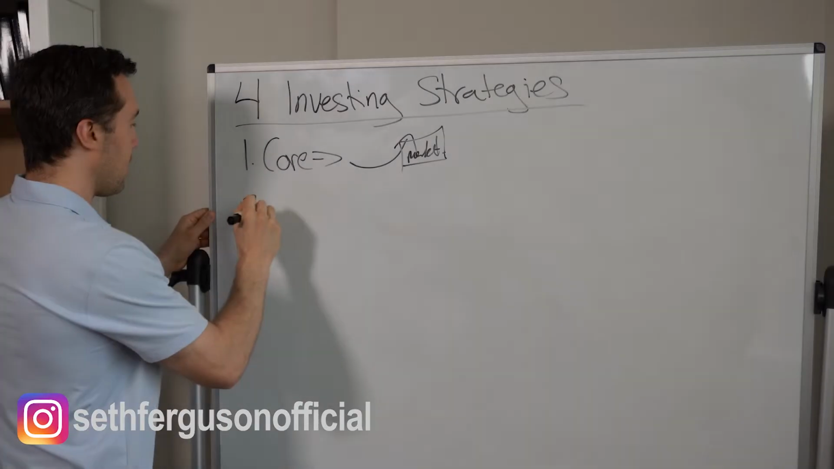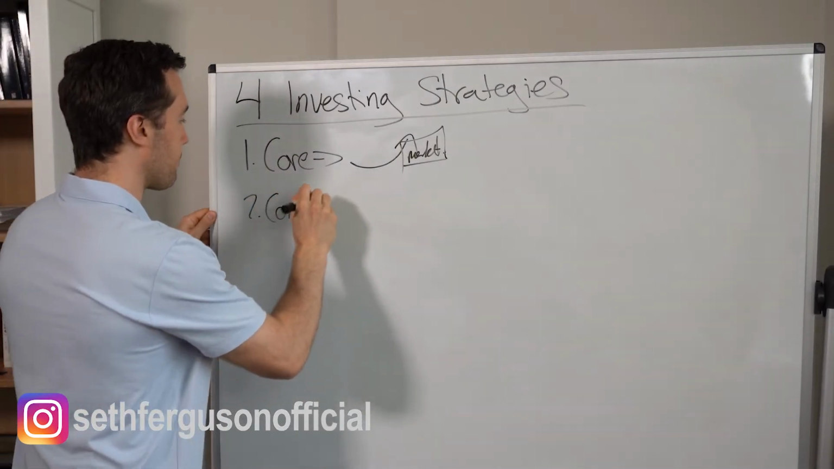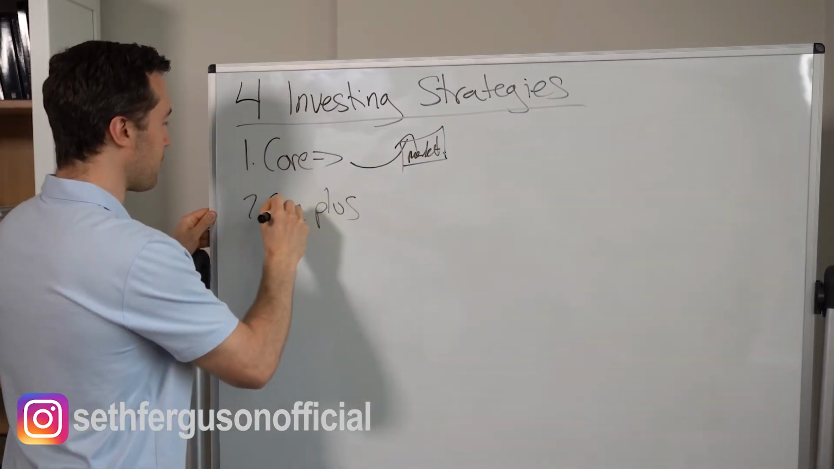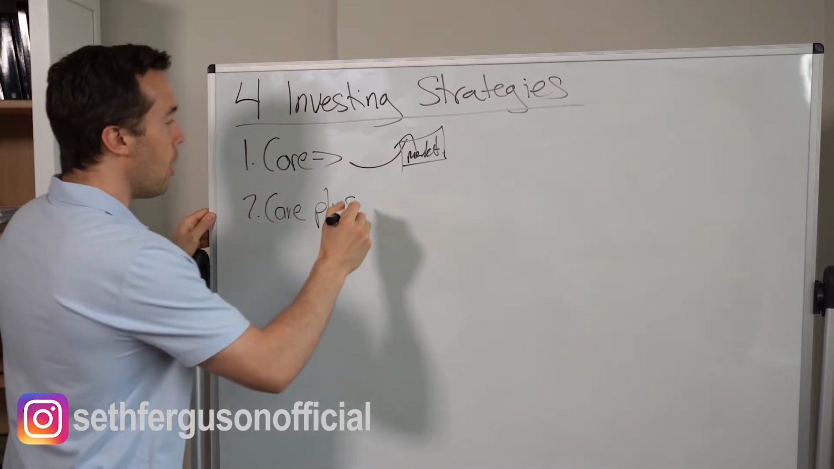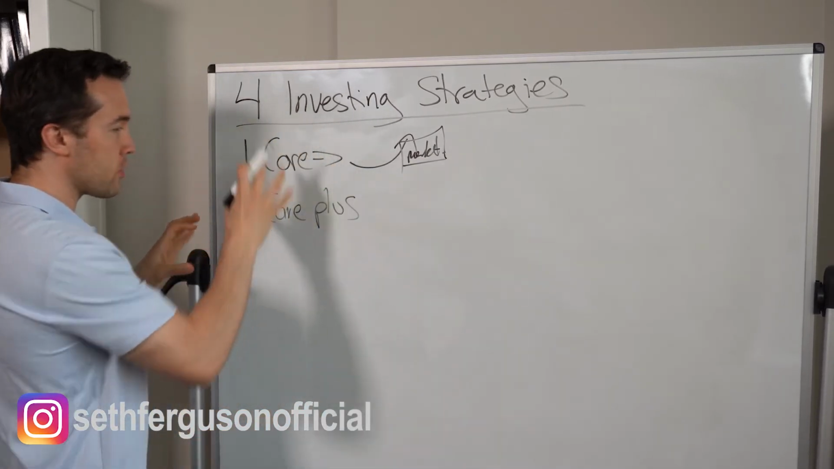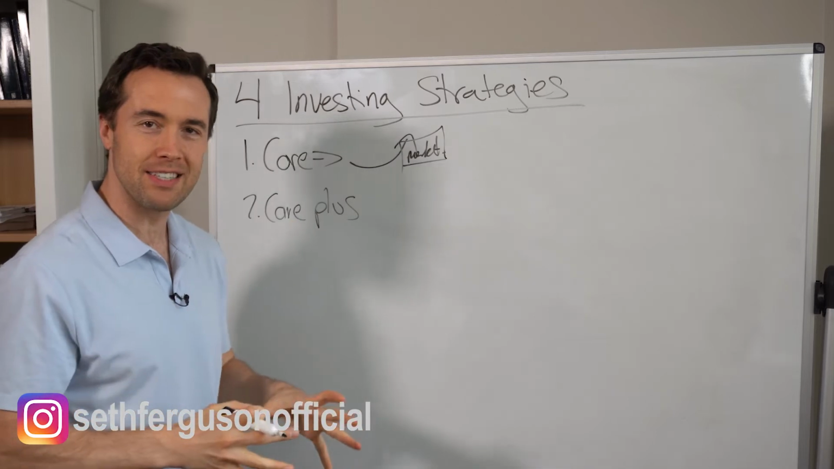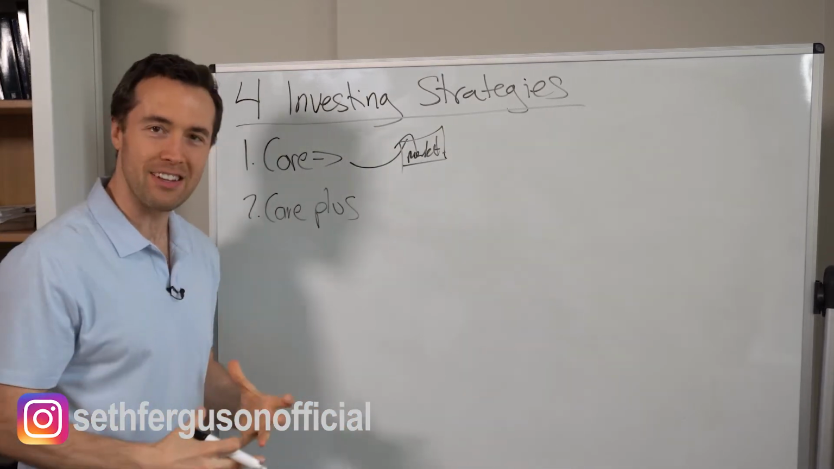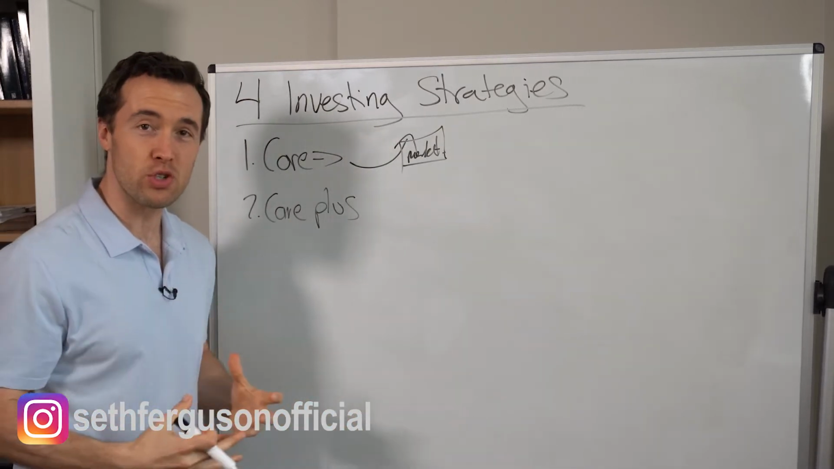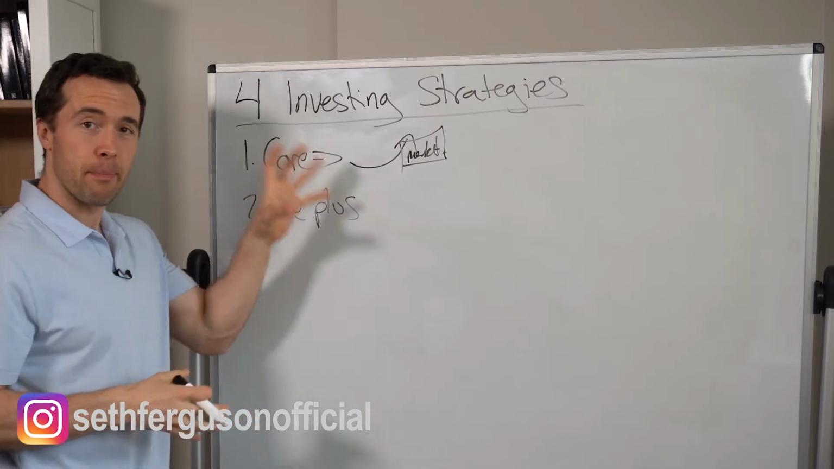Number two is called Core Plus. Sometimes you'll see people put the plus sign, like Core+. This strategy is the core, so you're buying that premium stabilized asset. You're going to get the best debt terms and the best interest rates because you are buying that premium asset.